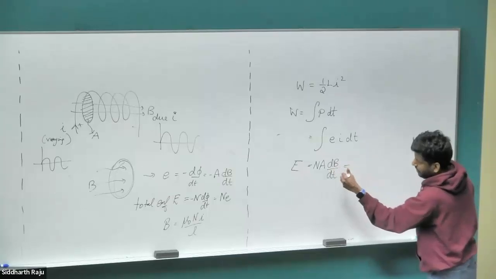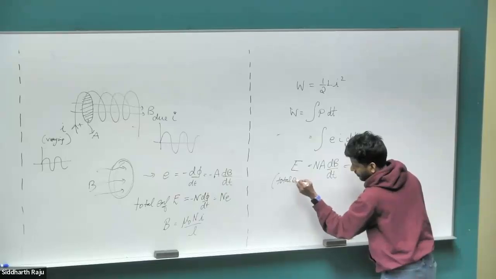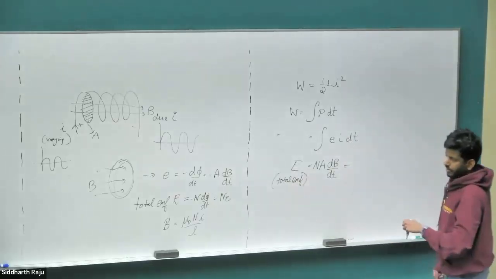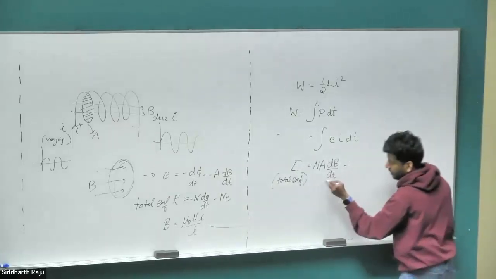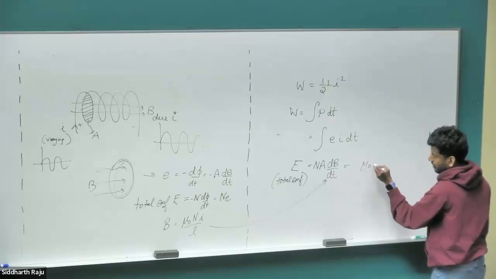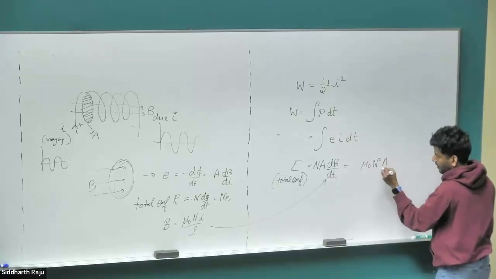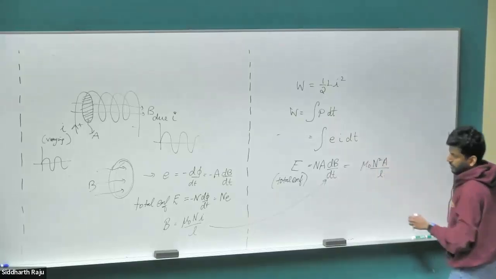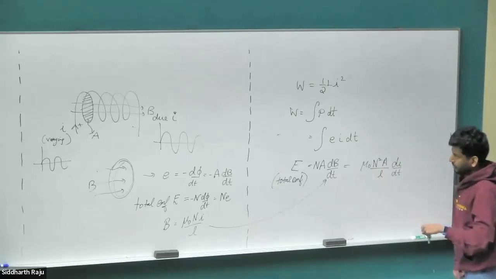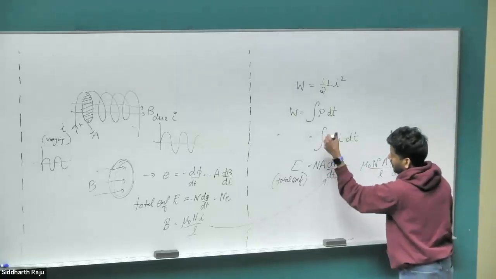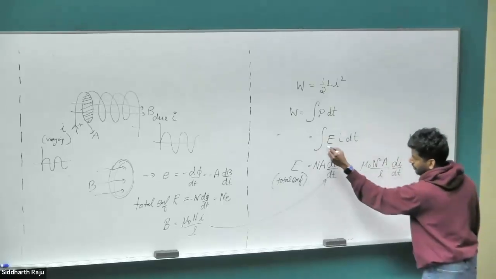So we have E equal to n A dB by dt, so the total EMF, and that in turn is going to be substituted for the value for B from here. We end up with mu naught n square A divided by L times di by dt. Now substitute this. So the total EMF across the inductor coil, the solenoid. Substitute this value back here. Again, this is the EMF.